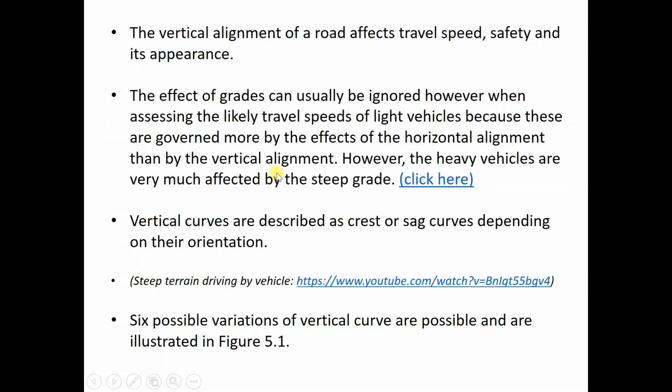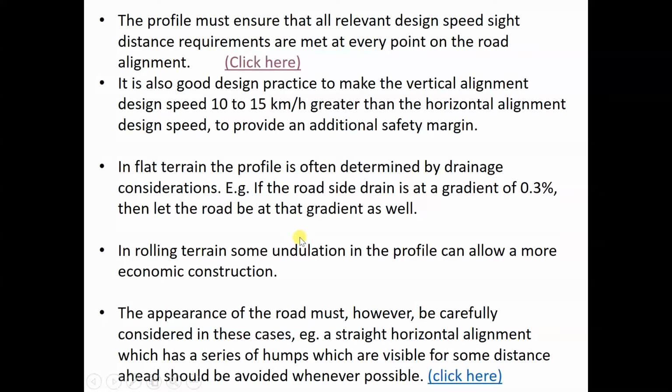In rolling terrains, some undulations in the profile can allow a more economic construction. So if the terrain is up and down, it's rolling, so it means that it's not too steep yet. That means that you follow the terrain, and probably it's cheaper, there'll be less earthwork for the construction, so this is a cheaper package.